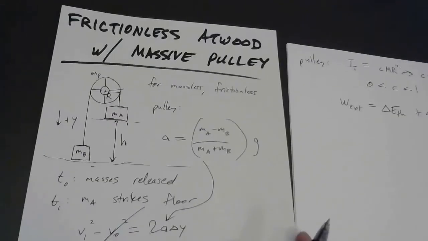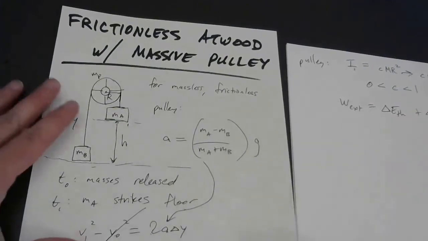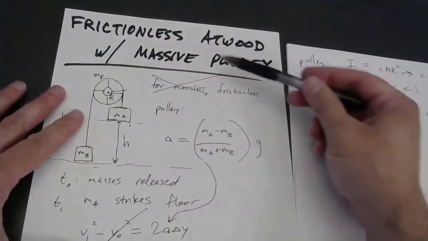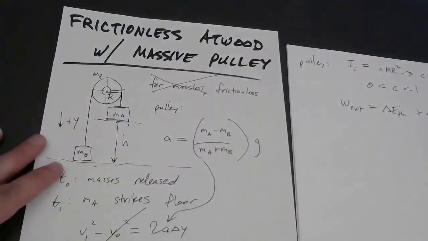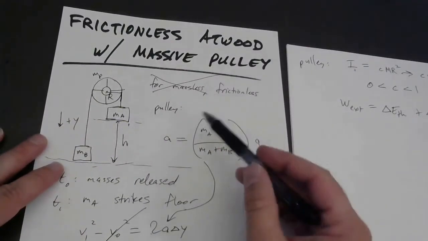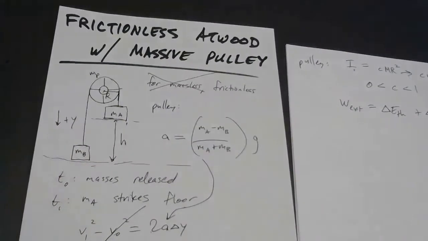Now in this problem, I'm going to get rid of this now because we're acknowledging that the pulley does have mass, but we're still going to make the assumption that the pulley is frictionless. And we don't expect these masses to fall very quickly, so air drag is insignificant.